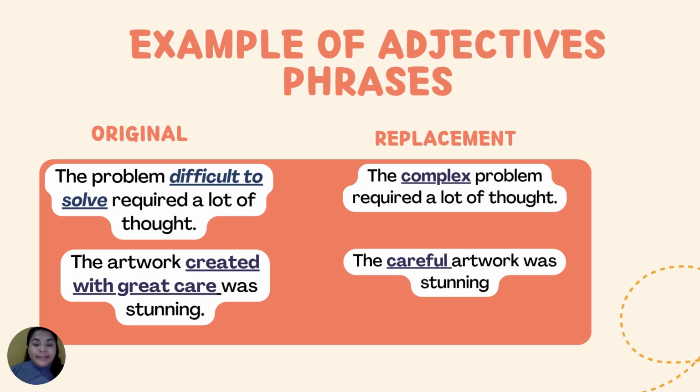Example of adjective phrases. On the left, I have the original sentence. On the right, I have the replacement, the one that we did, the replacement constituency test. For example, the first one says, the problem difficult to solve requires a lot of thought. If you read that sentence, it says the problem, then it is giving me more information. The phrase difficult to solve is underlined, so I have to look for an adjective to replace that. Difficult to solve can be replaced by the adjective complex.